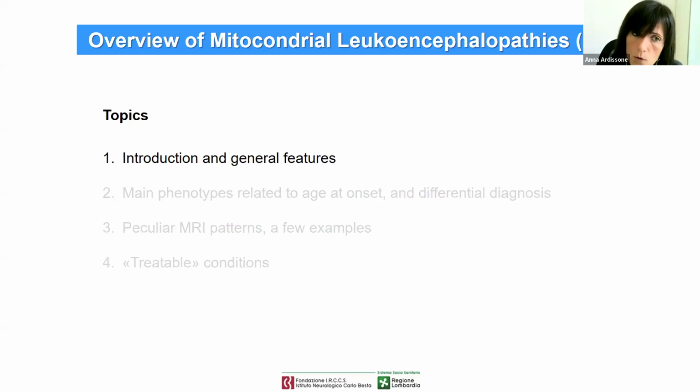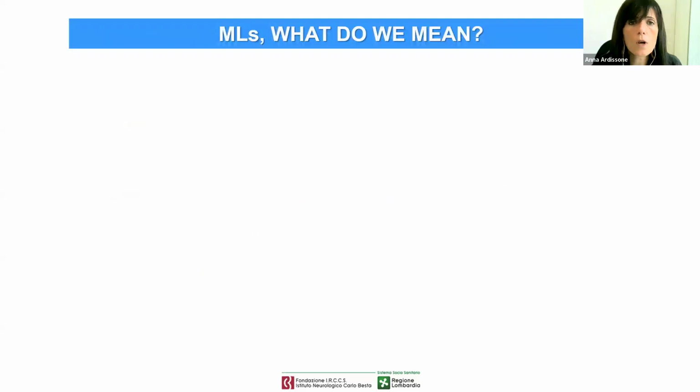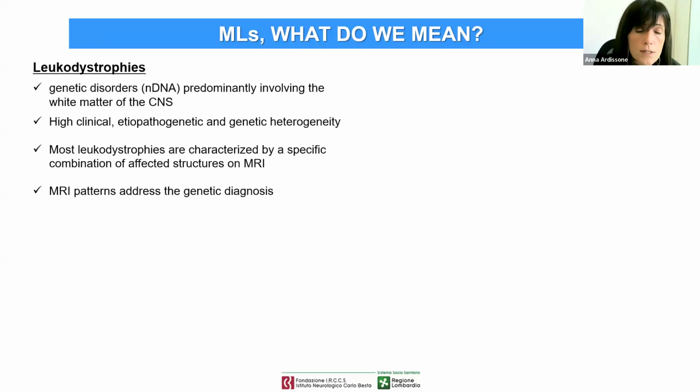Going to the first topic, first of all, what do we mean by mitochondrial leucoencephalopathy? We know that leukodystrophies are genetic disorders related to nuclear DNA, primarily involving the white matter of the central nervous system, with high clinical and genetic heterogeneity. Most leukodystrophies are characterized by a specific combination of affected structures on MRI, and so often MRI patterns address the genetic diagnosis.